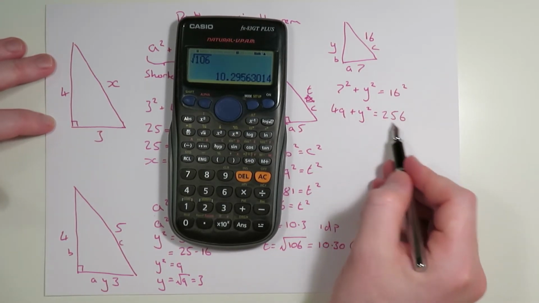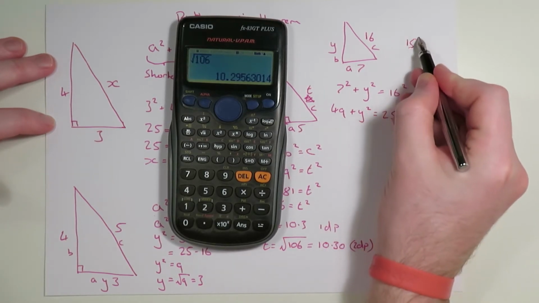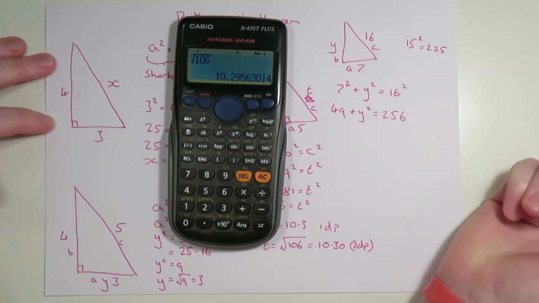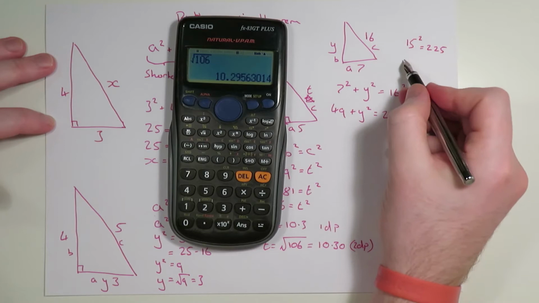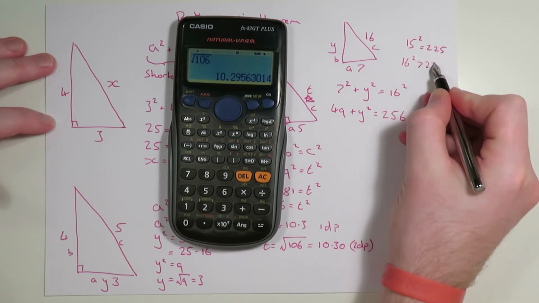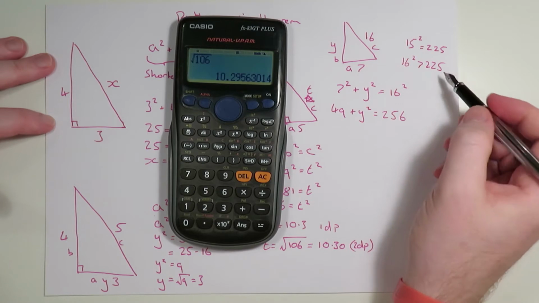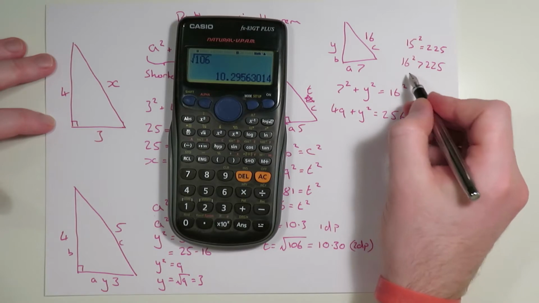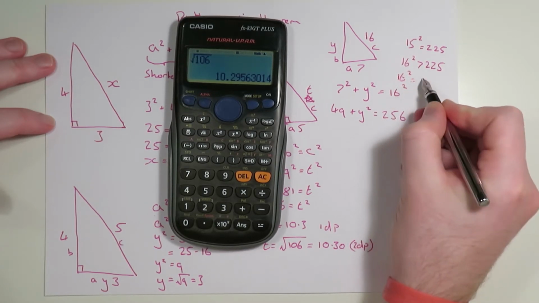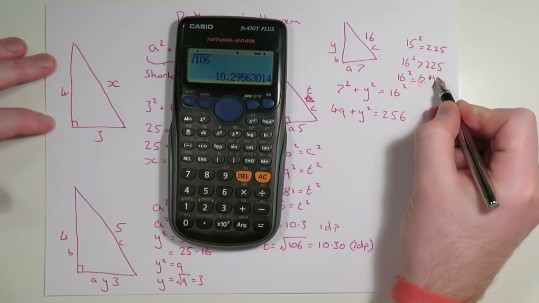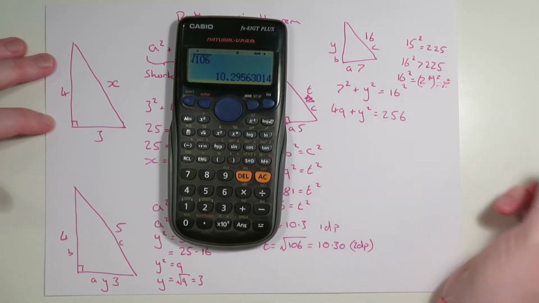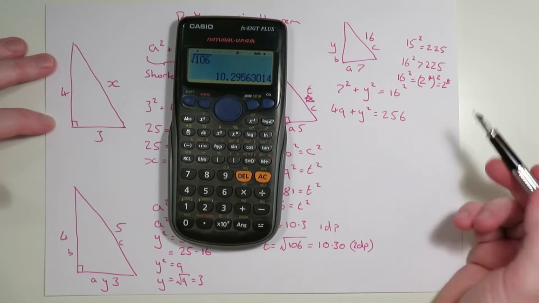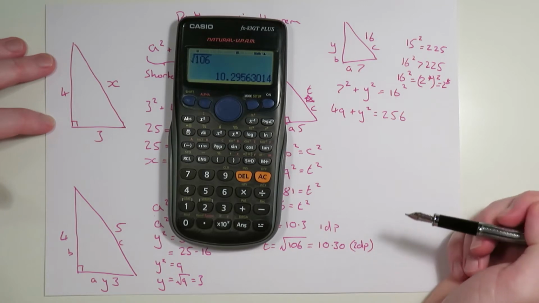If you're wondering how I got this, I know that 15 squared is 225. So 16 squared is of course going to be larger than 225. I also know that 16 squared is a power of 2. 16 squared is 2 to the power 4 squared, which is 2 to the power 8. So I know it's a power of 2, and I know that 2 to the power 8 is 256. So yeah, that's how I got that.